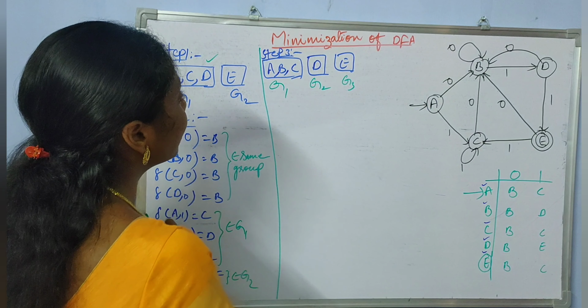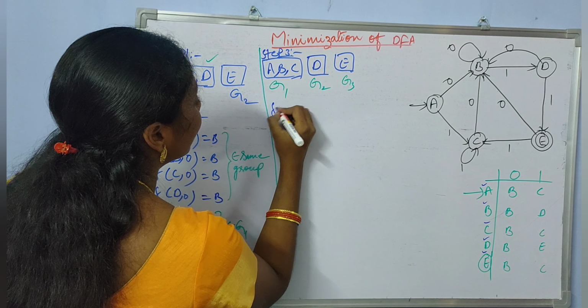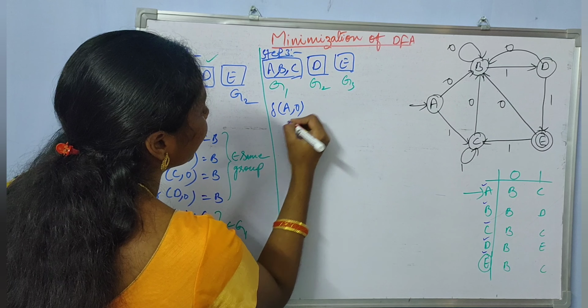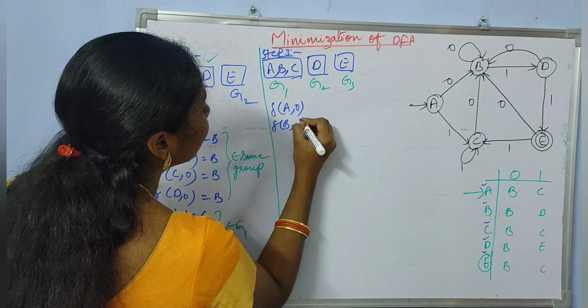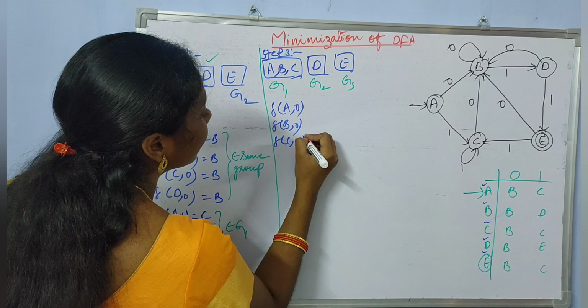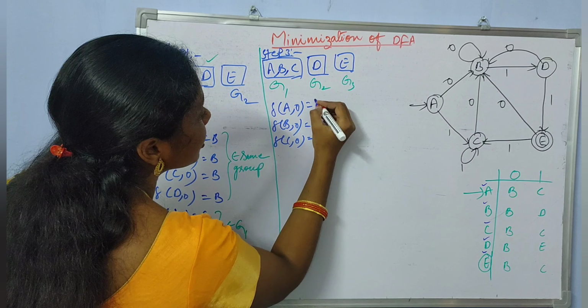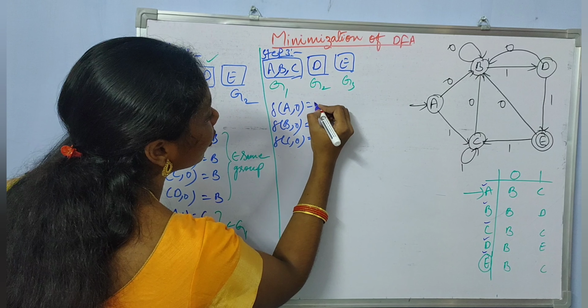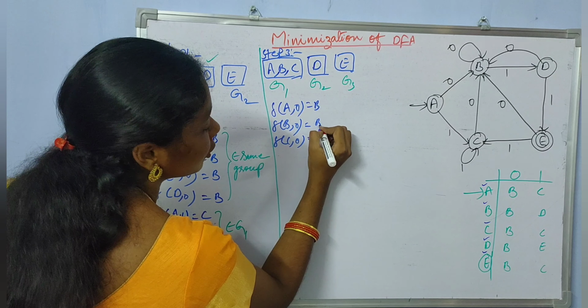So let us consider the transitions of group 1. So here I need to consider transition of A with 0, and B with 0, and C with 0. Let us check. So A with 0 from the transition table goes to B, and this one goes to B, and this also goes to B. So here all the transitions belong to the same group, so there is no problem.